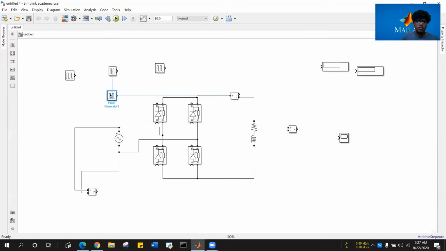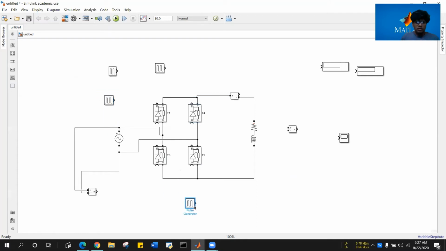Now what I'm going to do is name this one as thyristor 1, this one as my thyristor 2, thyristor 3, and thyristor 4. This one's done. Now we'll give the pulse.